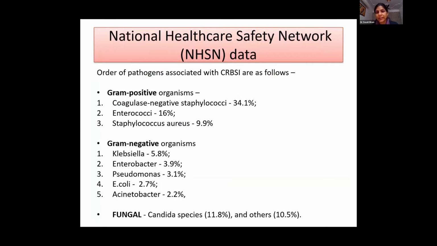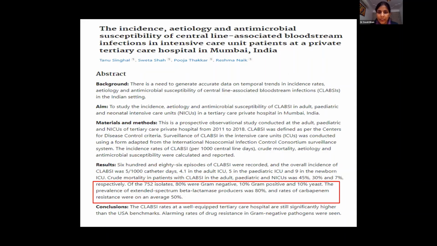Now we see the National Healthcare Safety Network data. This is worldwide data. The most commonly associated organisms with CRBSI are gram-positive organisms, that is the coagulase negative staphylococci. However, in the Indian setup, in this study performed in a tertiary care center, of 752 isolates, 80% of the infection was due to gram-negative organisms. So it is different from the world data.